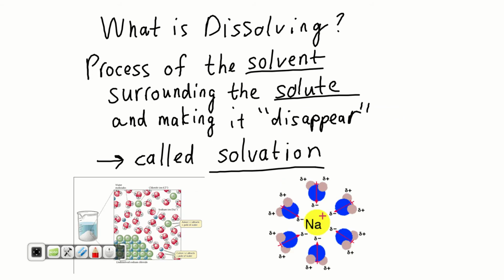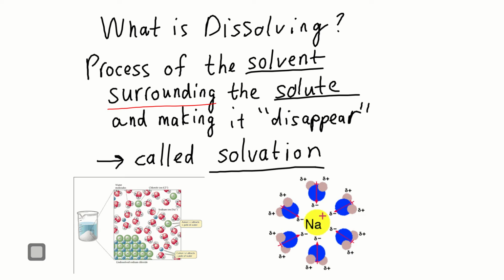So, what does it actually mean? This is now where we're getting into a little bit more detail than what we did with matter. Okay? What does it actually mean to dissolve something? What is dissolving? All right? It is the process, as it says right here, of the solvent surrounding the solute and making it, quote unquote, disappear. It's not actually disappearing, it's just that if it's surrounded by the water, we cannot see that other chemical anymore.